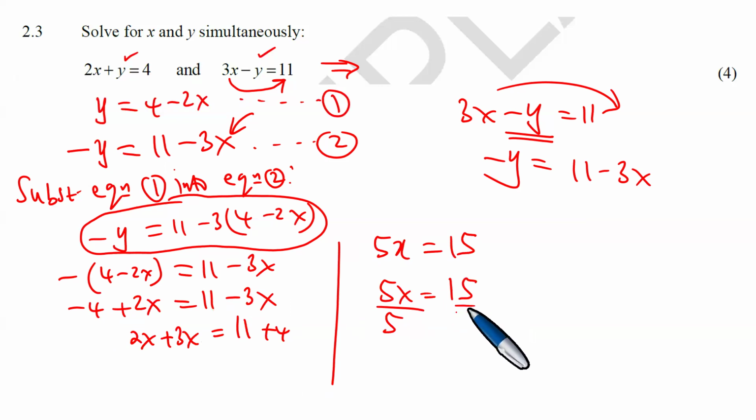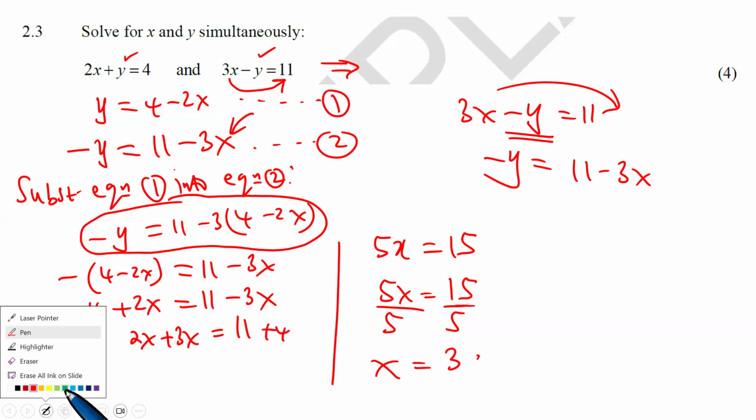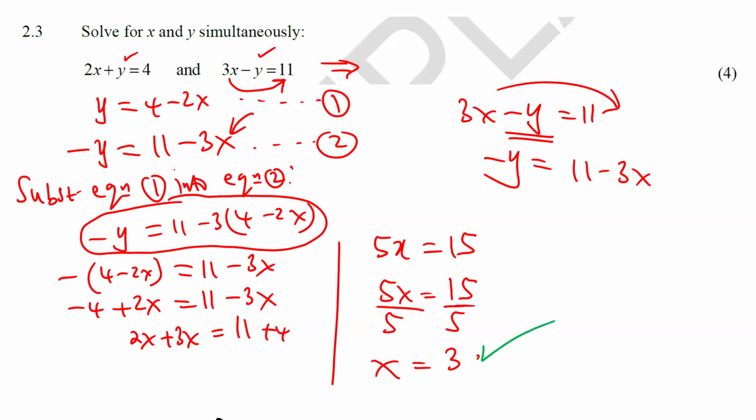What do we do here? Divide both sides by 5. And what do we get if we divide both sides by 5? We get 3. And that's the answer. Okay, but now remember, this is the value of x.